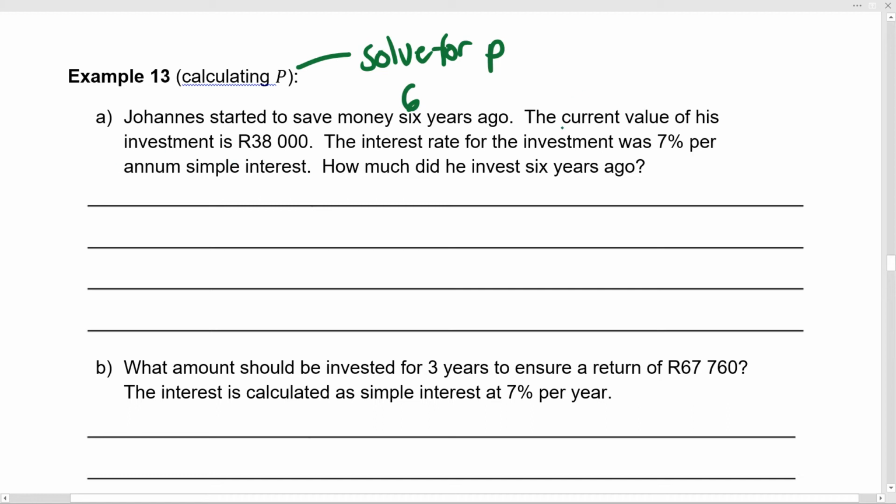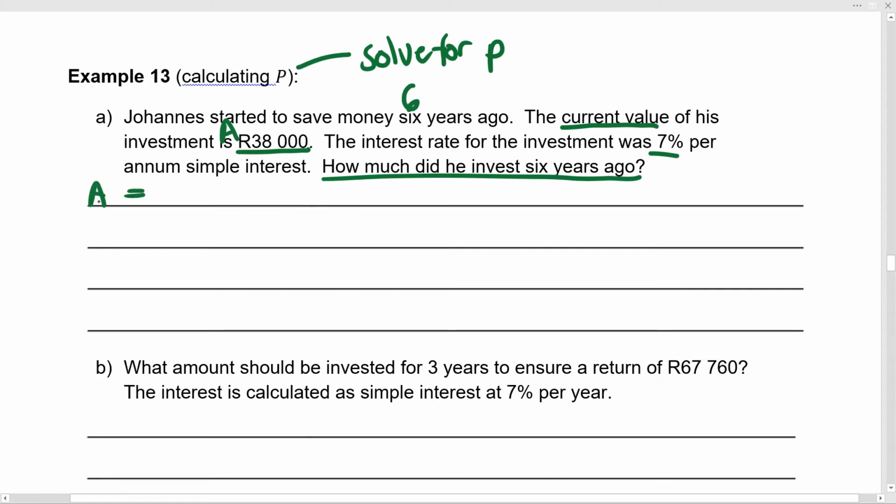Okay, what does that mean? Current value now, not 6 years ago, but now. The current value of his investment is 38,000. So that's the accumulated amount. That's the amount that he now has after the investment of 6 years. The interest rate for the investment was 7% per annum, simple interest. How much did he invest 6 years ago?